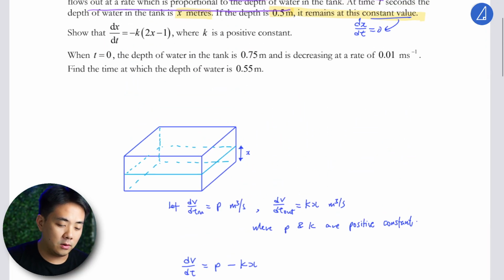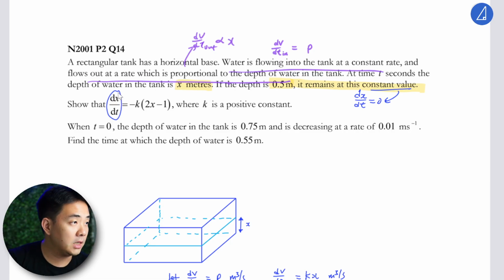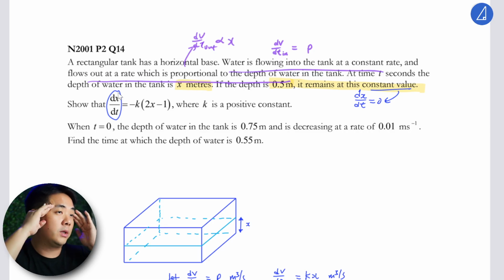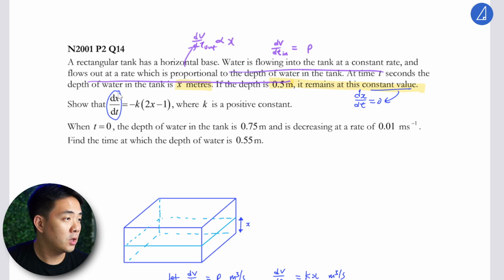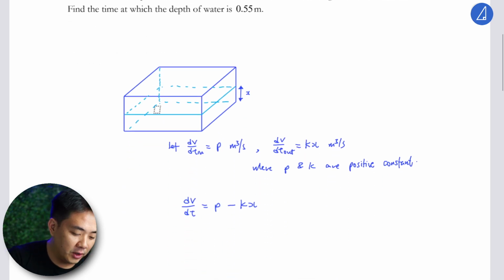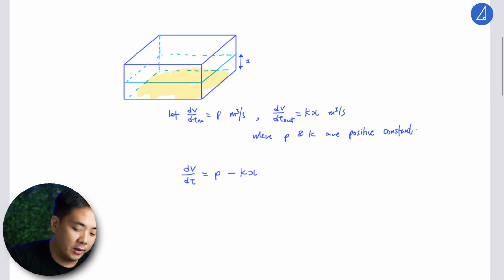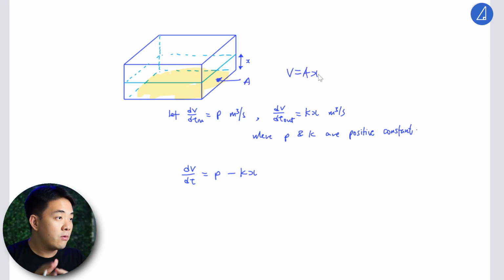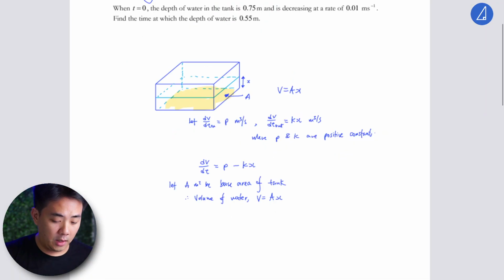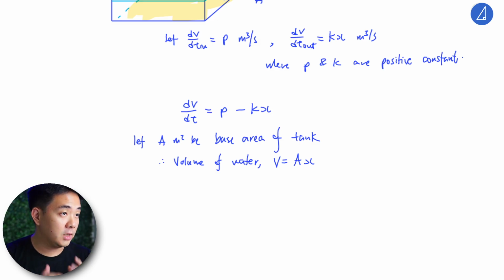Now the thing is, you realize that you are told to find dx/dt, not dV/dt, although you're told that the water flowing in is volume per second. But understand that at any given juncture, the volume of water is equal to base area times height. Let A be the base area, so V is equal to Ax. Because the area is held constant, I don't care what the area is. The volume of water at any given juncture is A times x.